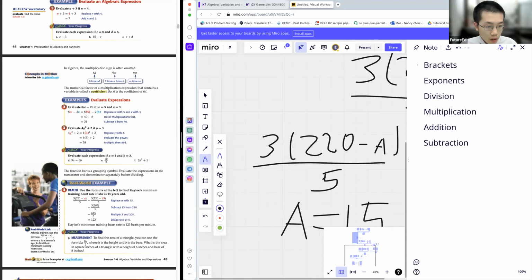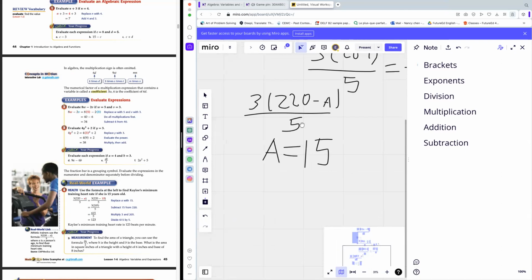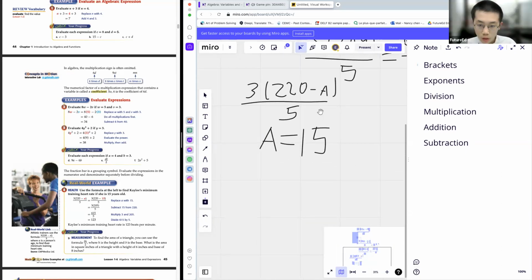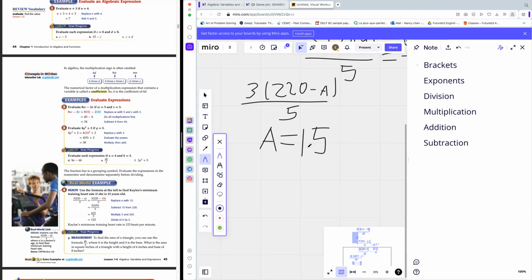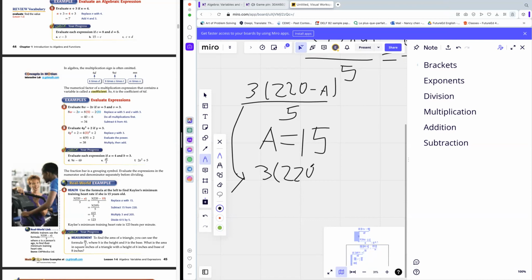Can you calculate this, please, Ray? Three times 210. Okay. Why is it 210? A is 15, remember? Yeah. So we have 3 times 220 minus a, and a is 15. 3 times 220 is 660.